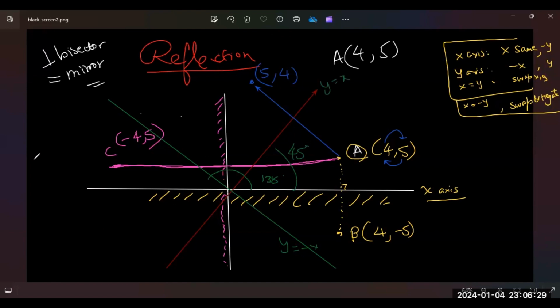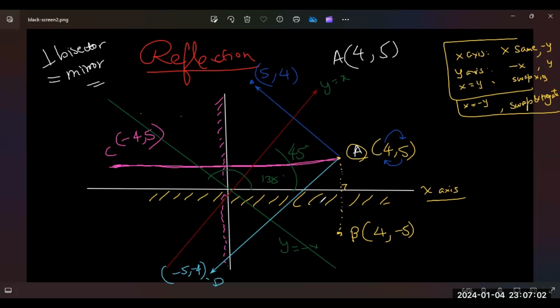For this green line, how do you calculate the reflection? You swap the point and put a negative value for both. That is how you will do it. So you take (4, 5), swap it first, it becomes (5, 4), then put a negative for both: (-5, -4). That becomes the image of the point along y equals minus x.